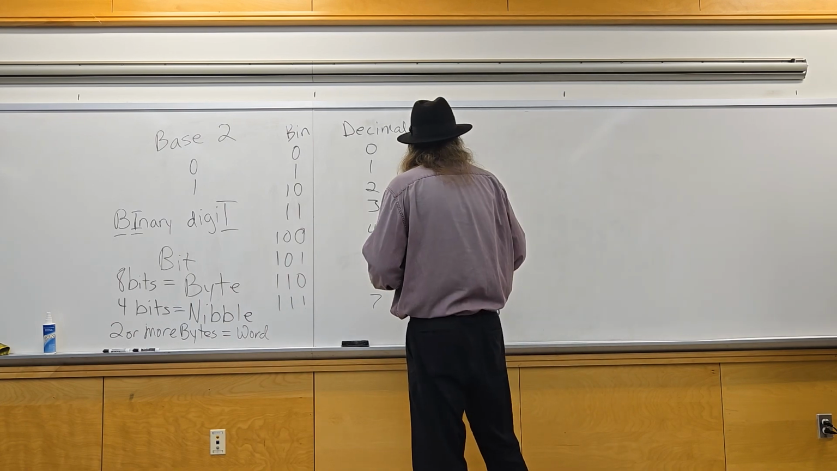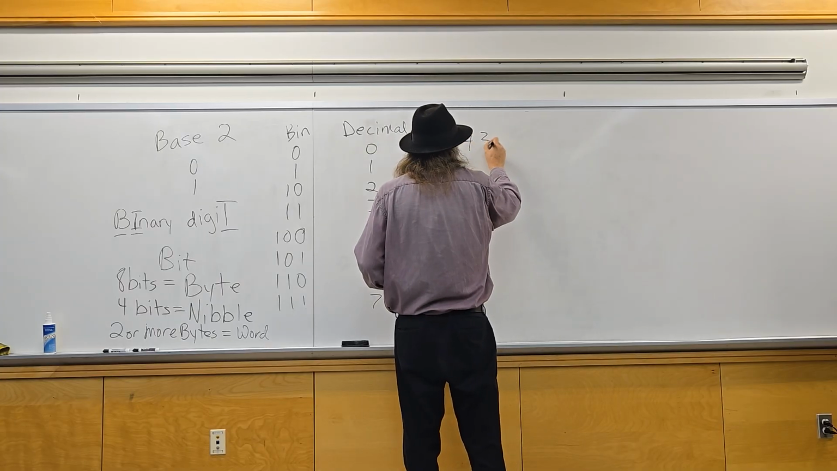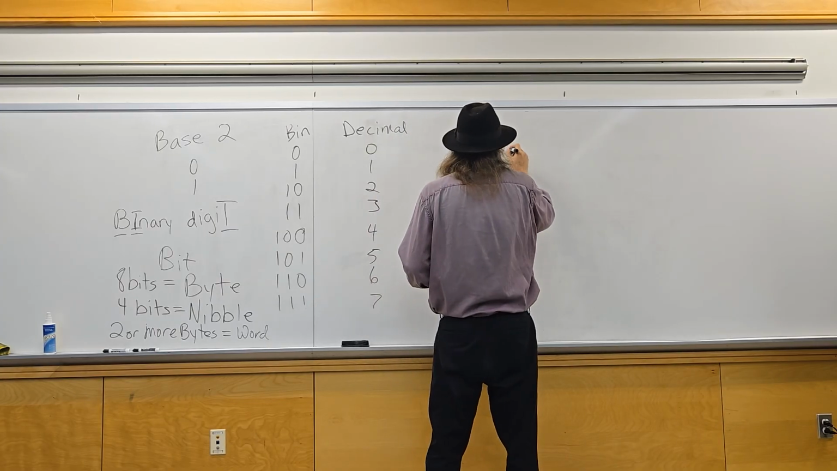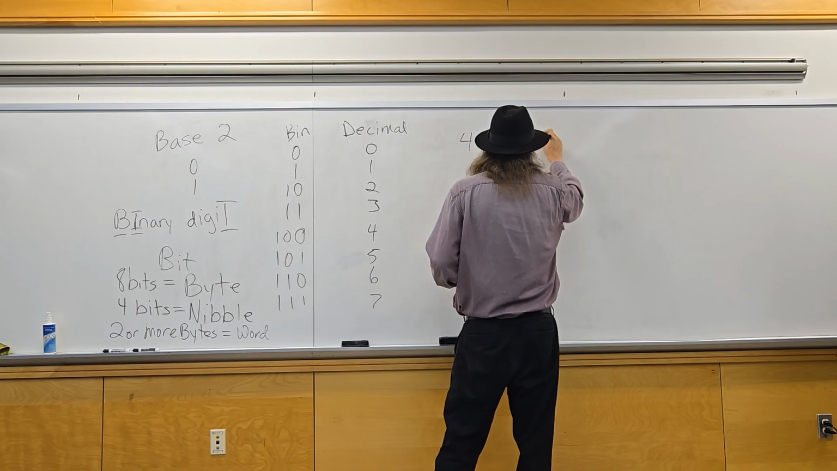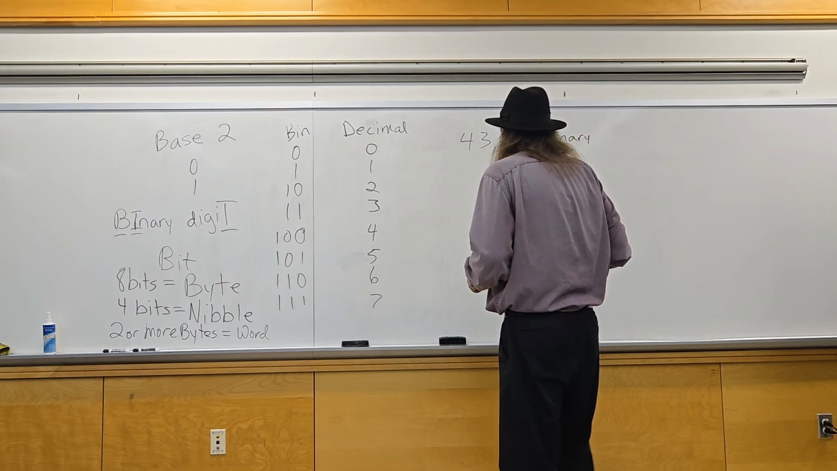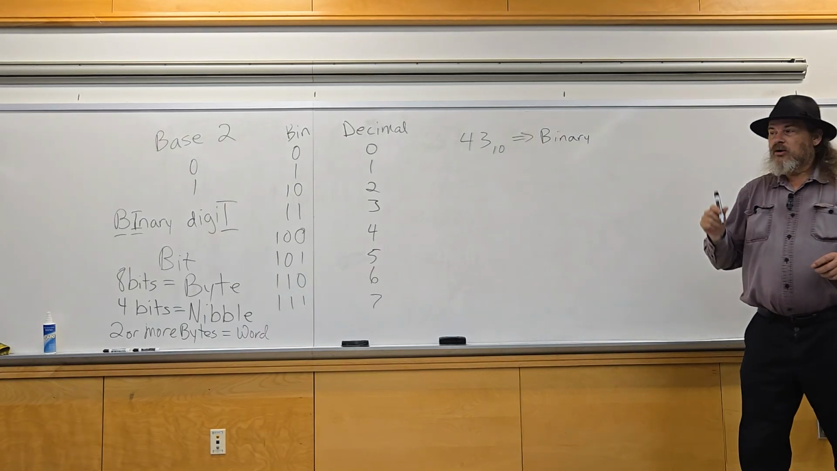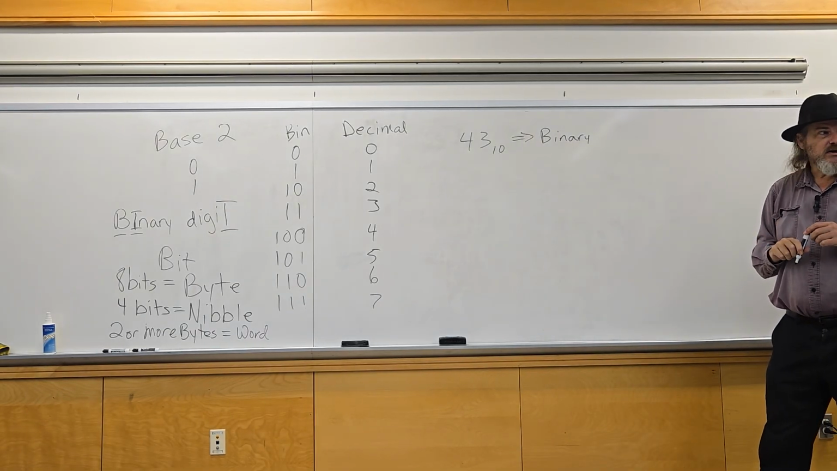Decimal to binary. Say you want to convert 43 base 10 to binary. Okay, what's the highest power of 2 that will go into 43?